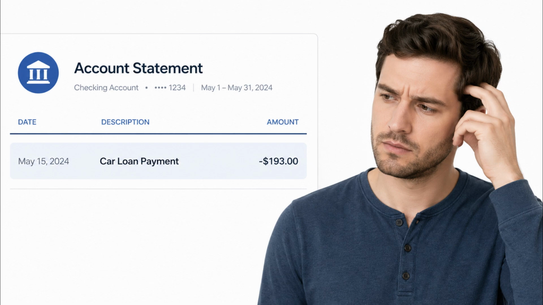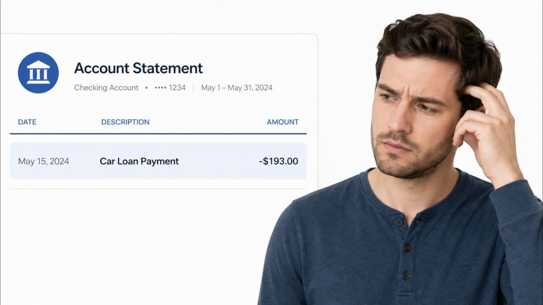All right, so now you're reviewing your bank statement and you come across another transaction which reads car loan payment $193. This seems simple, but here's the real question. What actually just happened? Did you pay an expense? Did you reduce a loan? Did you potentially do both?